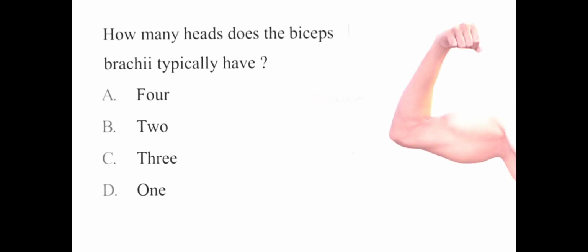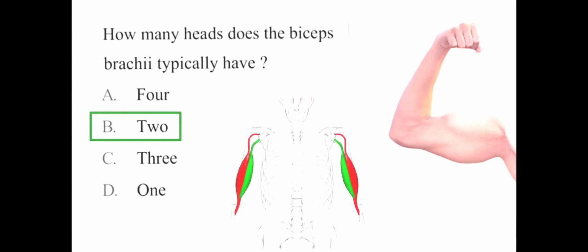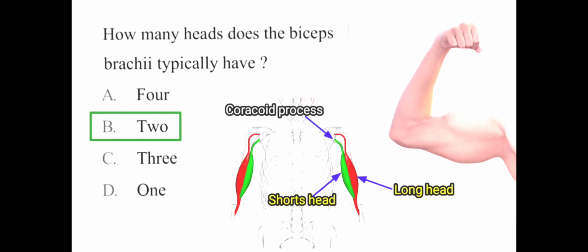How many heads does the biceps brachii typically have? A. 4. B. 2. C. 3. D. 1. And the correct answer is B. 2. The biceps muscle has two heads, the short head and the long head, distinguished according to their origin at the coracoid process and supraglenoid tubercle of the scapula respectively.